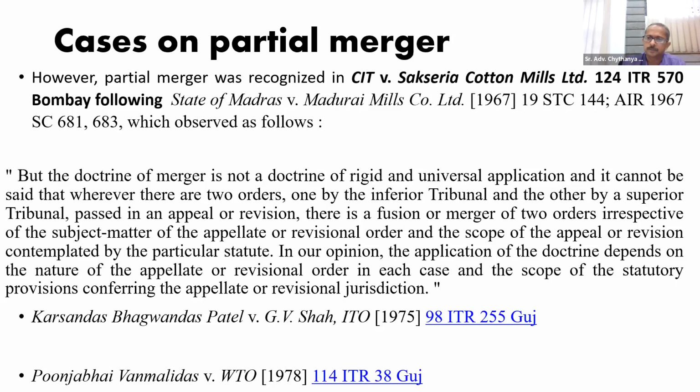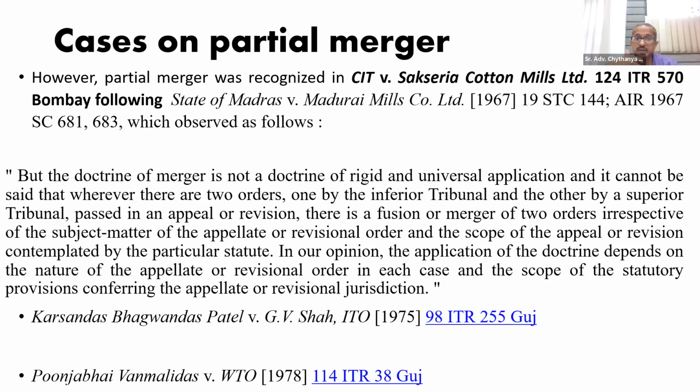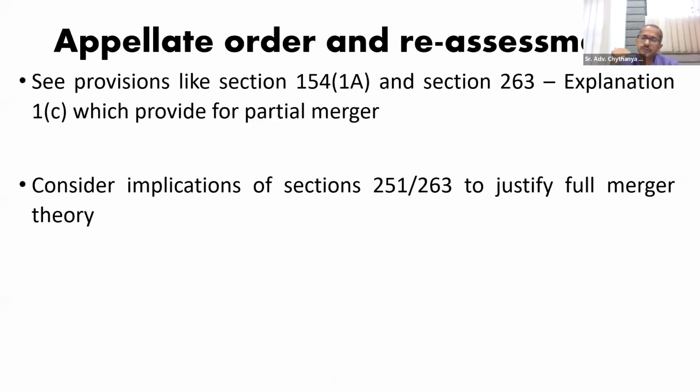In a given situation, it may not apply. Look at the last three lines. Application of the doctrine depends on the nature of the appellate or the revisional order in each case and the scope of statutory provisions conferring appellate or revisional jurisdiction. Scope of statutory provisions conferring appellate jurisdiction. What does it mean? It means, take a look at Section 251. When you take the matter in appeal to the CIT appeals, the CIT appeals have the plenary power to even make an enhancement. Now, with this kind of power conferred on the CIT appeal, read in the light of what the Supreme Court in Madurai Mills case is saying at the end, that it depends on the scope of the statutory provisions conferring the appellate jurisdiction. So the powers of the CIT appeal are coextensive with those of the assessing officer. He has the powers to even carry out an enhancement.